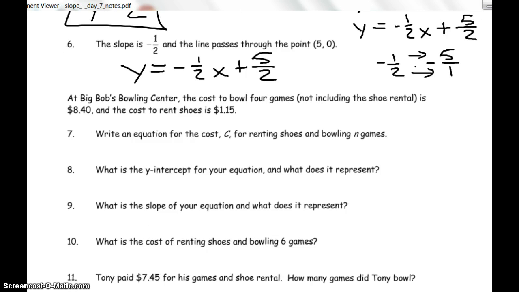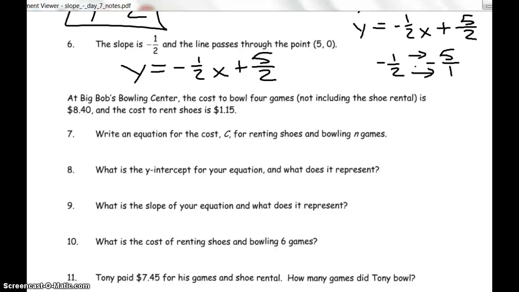Okay, finally, we're putting it all into words and we're having real life situations that we're going to have to pull in together. So we're going to read it. At Big Bob's Bowling Center, the cost to bowl 4 games, not including shoe rental, is $8.40, and the cost to rent shoes is $1.15. So we have to figure out what it is that we are looking for, and to do that we have to read the question.